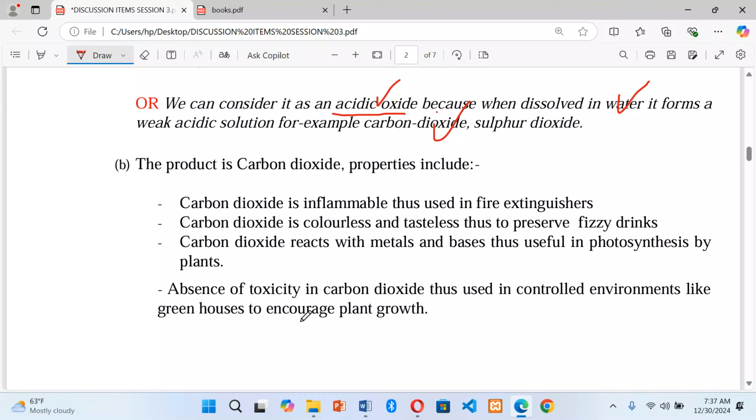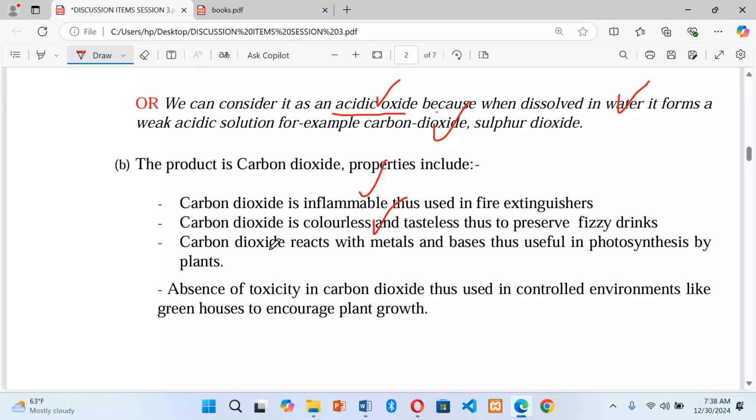Now, part B, appropriateness. We said appropriateness of this product, we are looking at the properties, the characteristics of this product that make it suitable for its use. So number one, our product is carbon dioxide, and we're looking at its properties that make it suitable for its use. So I'm saying carbon dioxide is inflammable. That's used in fire extinguishers. Carbon dioxide is colorless and tasteless. That's used to preserve fizzy drinks.